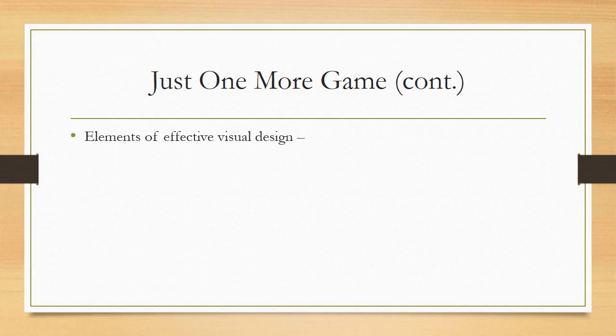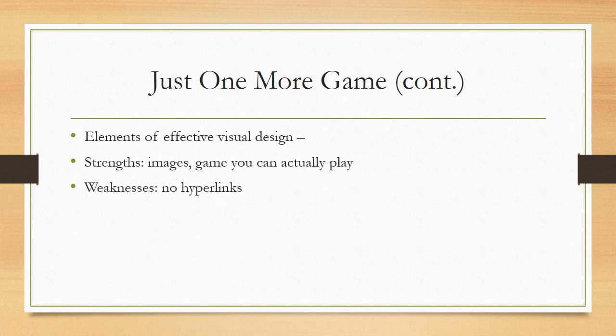I wanted to have a slide specifically devoted to visual design, since this is a web article. So he's got a couple of great things. He's got images, the image from the slide just a couple ago that runs along the side of his article, and also an actual game you can play. Those are great. A weakness is he doesn't have hyperlinks. Even when he cites other people, he doesn't have links to those pieces of writing, and it would be great if he did.